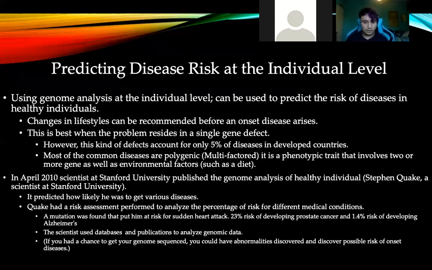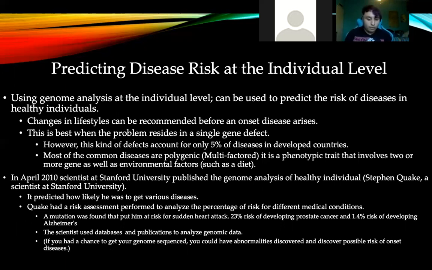Okay, so predicting disease risk at the individual level. Using genome analysis at the individual level, it can be used to predict the risk percentage of diseases in healthy individuals. This information can be used to, again, make changes in lifestyles before the appearance of the disease.